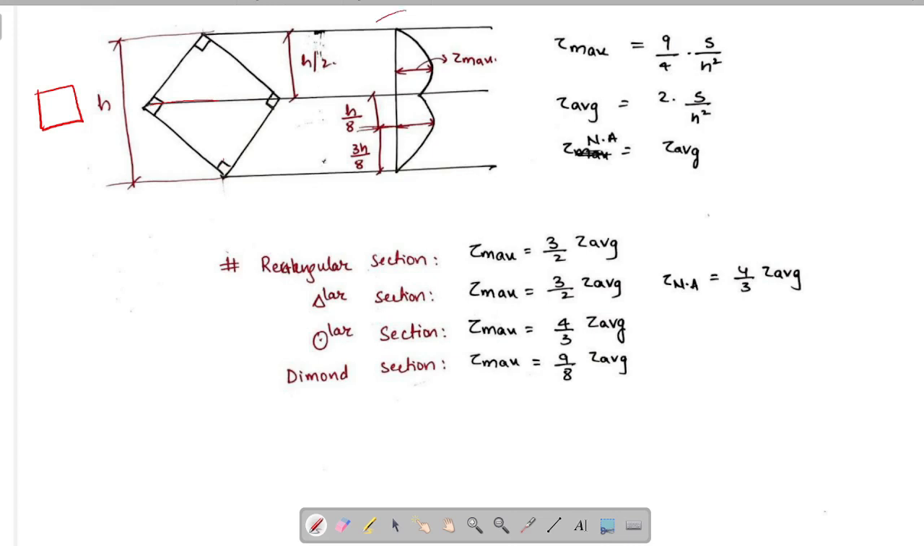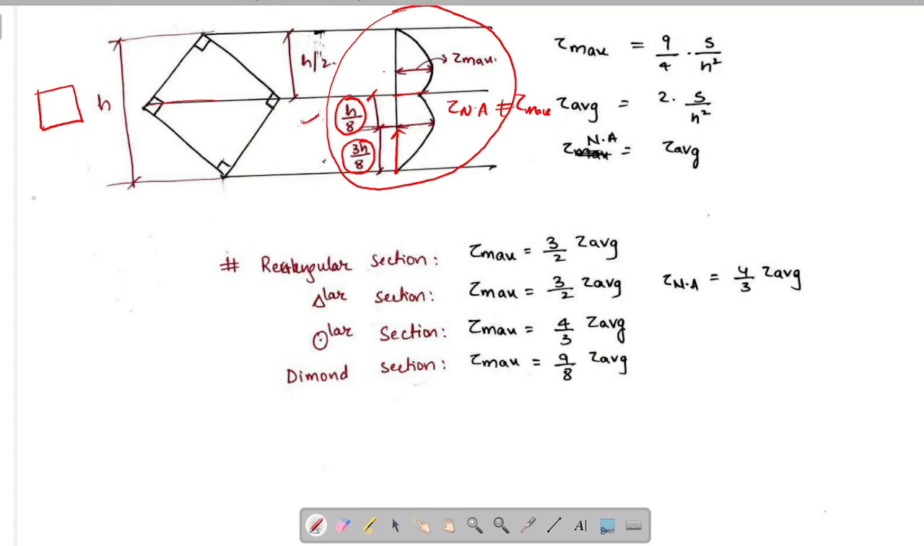So in case of diamond section, the shear stress variation looks something like this. Here in this case, tau at neutral axis is not equal to tau max. The tau max occurs at some distance from neutral axis, which is h by 8 from neutral axis, or 3h by 8 from vertex of the diamond section. You have to remember this.